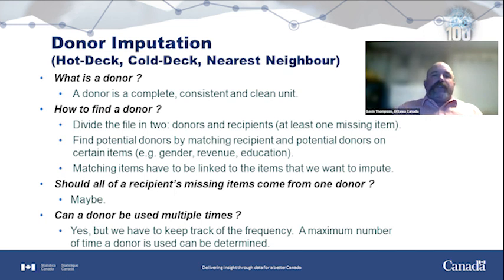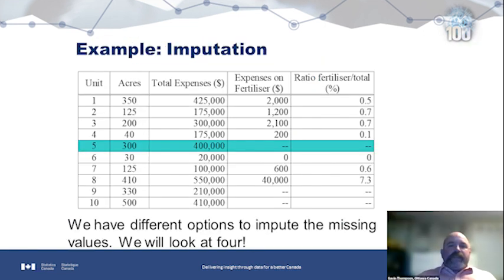So let's take a look at this. Here's farms again. We see the number of acres. We see the total expenses. We see the expenses on fertilizer here. And then at the end, we see this ratio of fertilizer to total cost. And so we're going to try to impute 5, 9, and 10. But for this little example, we're really just going to try to impute for farm number 5.